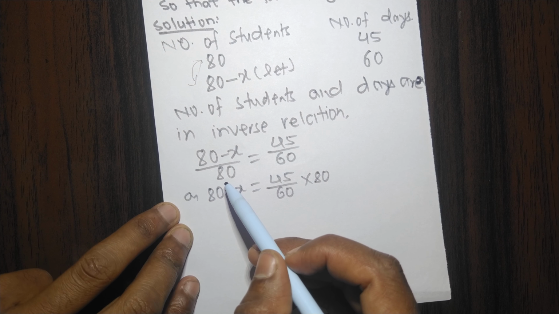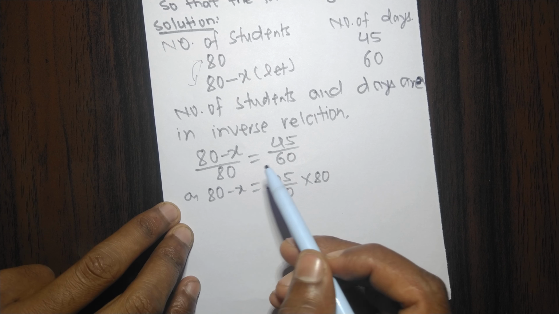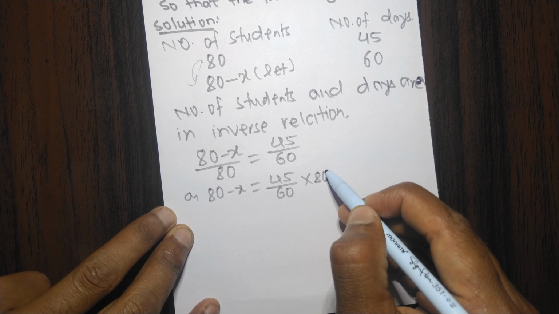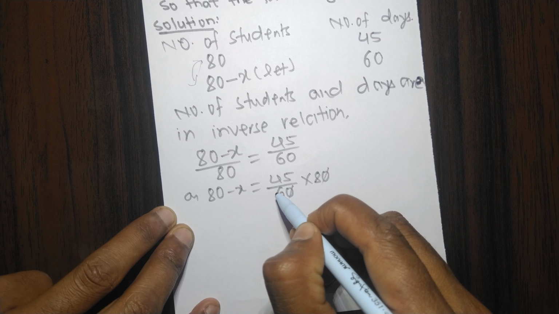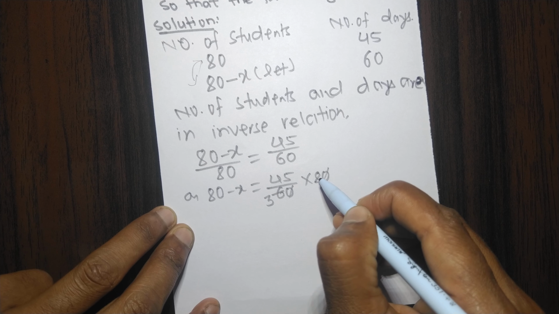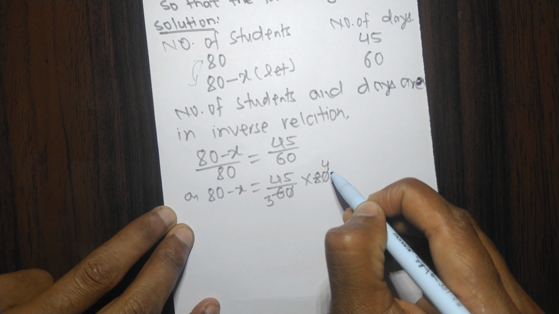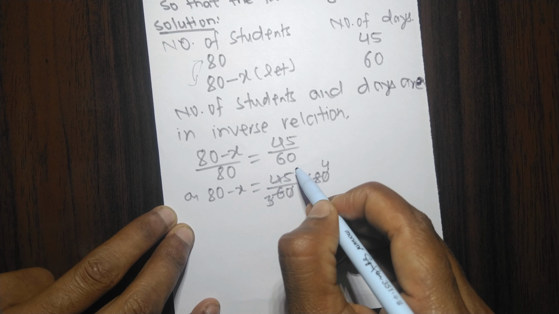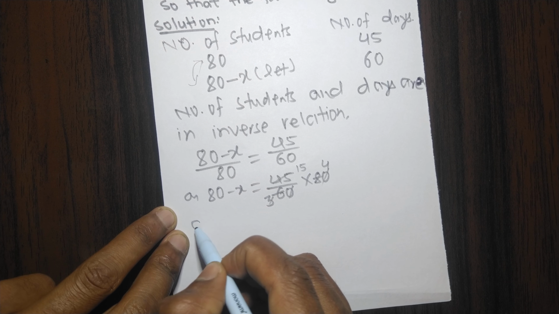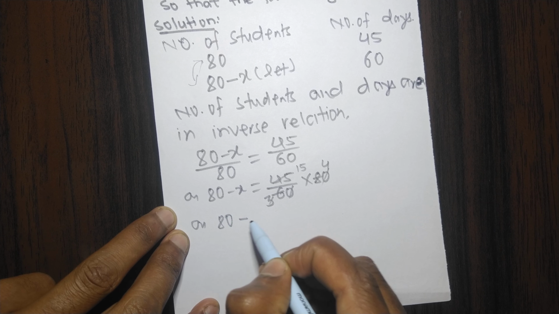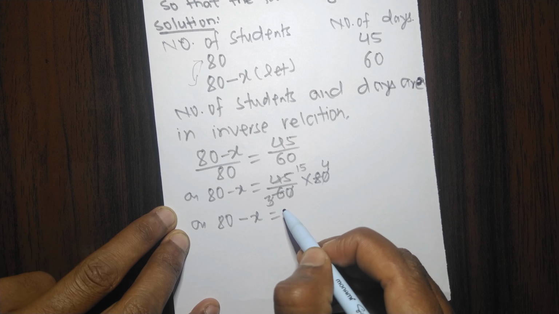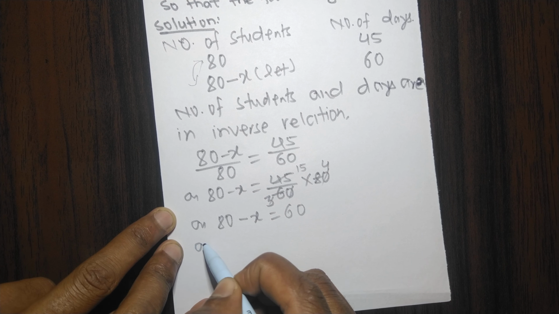So here 80 is in divide, moving to the opposite side, it becomes multiply. So now 0 0 cancel. 2 times 3 is 6, 2 times 4 is 8. 45 on dividing by 3 we get 15. So 80 minus x is equal to 15 times 4, which is 60.